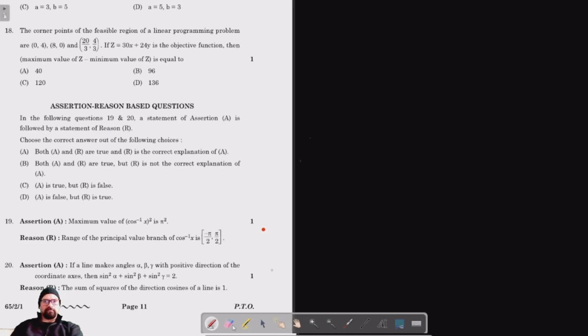So let's find the value of the objective function at the given corner points. First corner point is (0, 4). The value of the objective function at (0, 4) is 30 into 0 plus 24 into 4, which is 96.